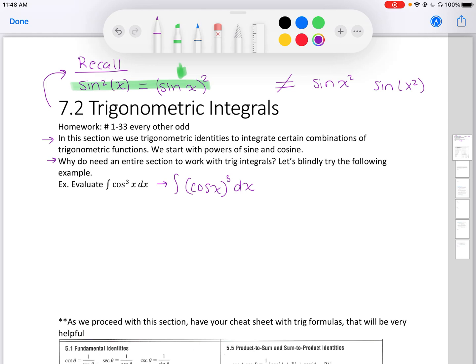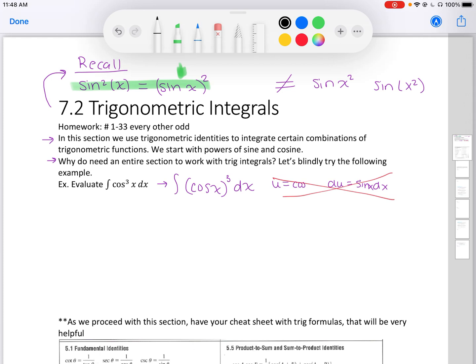You can say, okay, well, u should be cosine, but then we need the derivative as well. The derivative of cosine is negative sine of x dx. And notice we don't have a sine. So notice that using substitution in chain rule might not be the best step yet. So then we have to work on this problem a bit more cleverly to get what we want.